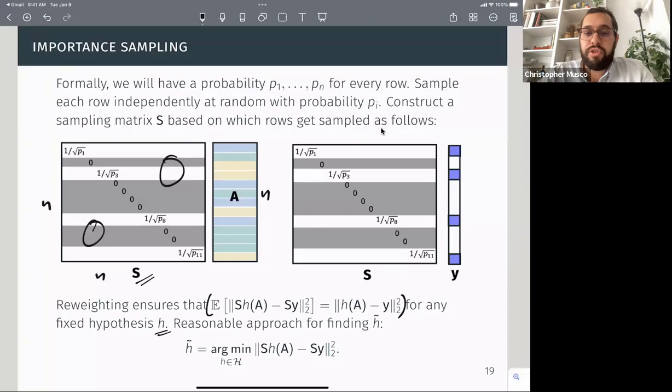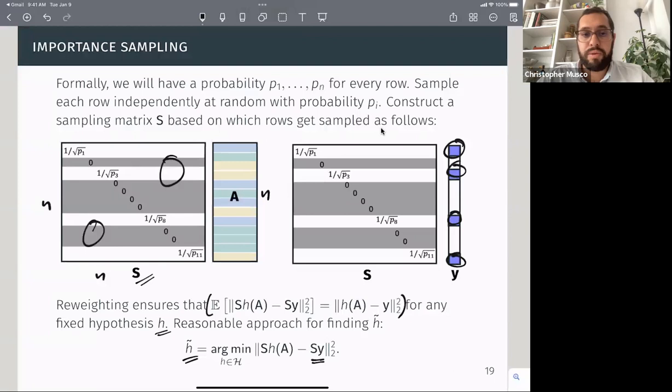You just find the H tilde which minimizes SHA minus SY, given the sampling matrix S. Computing SY only requires looking at M entries in Y if I collected M samples. If my probabilities sum to M, I'm going to collect roughly M samples, so I will only have to look at M entries in my target vector Y to compute this estimate H tilde. So that's in general how the importance sampling method works, but I have to tell you exactly how I'm going to collect these important samples.